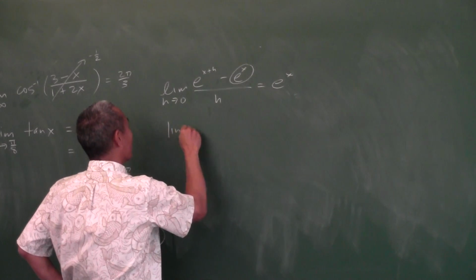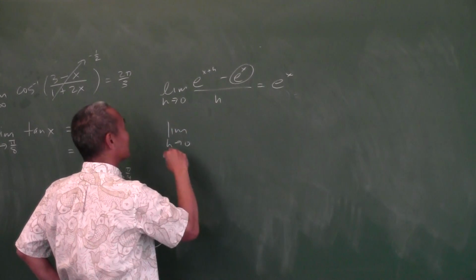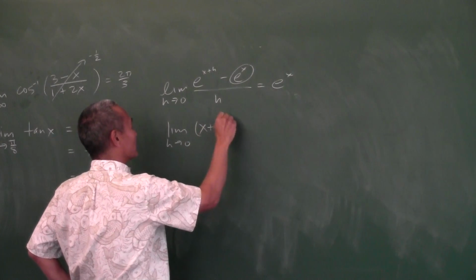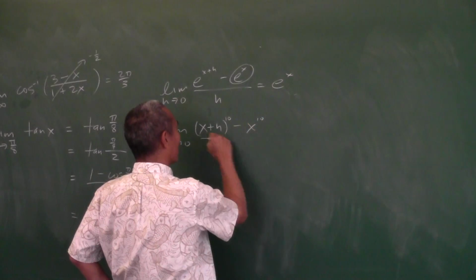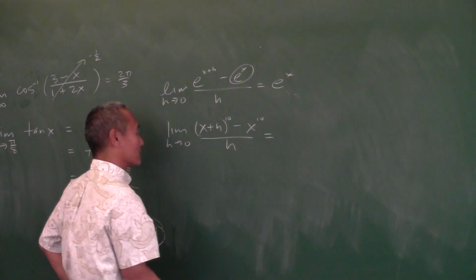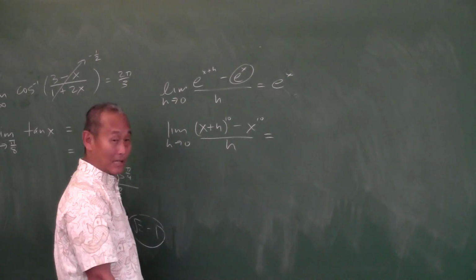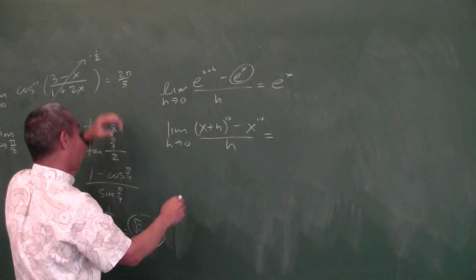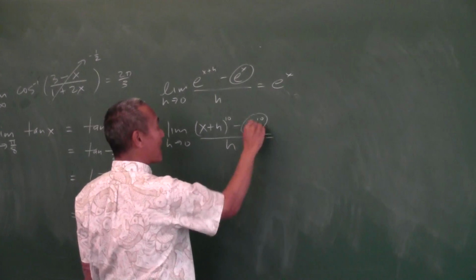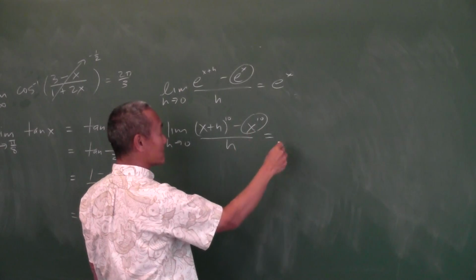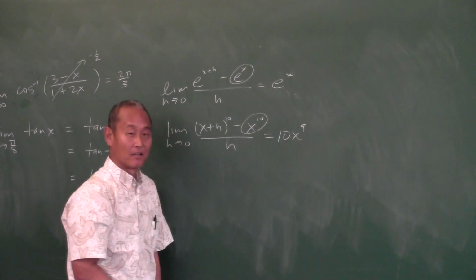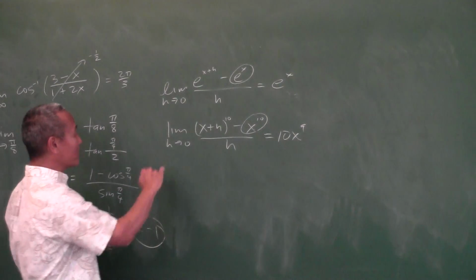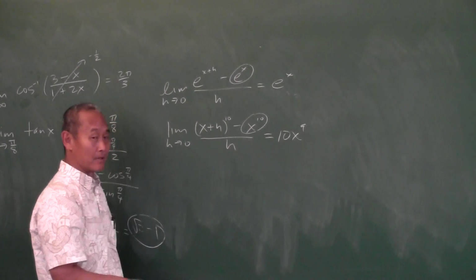Okay, let's try another one. Limit as h approaches 0 of x plus h to the 10 minus x to the 10, all over h. I remember I put a problem like this either last year or 2 years ago. And you know what they do? They expand it, using the binomial theorem. No, you just look at that. This is the derivative of that. So the answer is 10x to the 9. Of course, if you do expand it, you'll get the same answer. Here, I'll give you a hint. Whenever you see limit as h approaches 0, that's probably going to be the derivative.